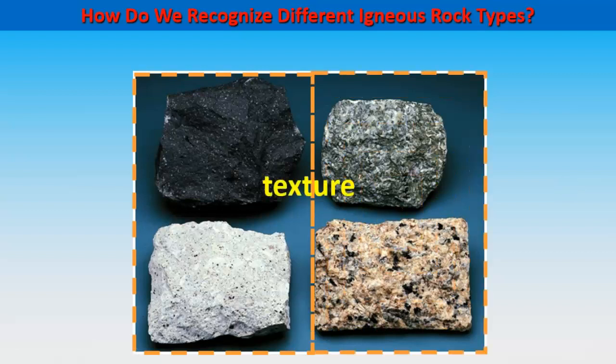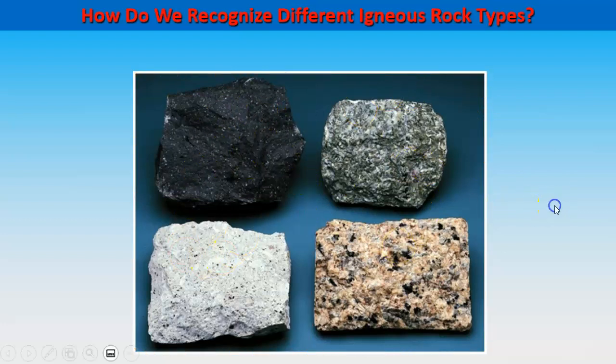And we're going to call that texture. So the texture is either coarsely crystalline or finely crystalline, and it tells us something about where the igneous rock cooled and crystallized. Inside the Earth, big crystals. On the surface, small crystals.